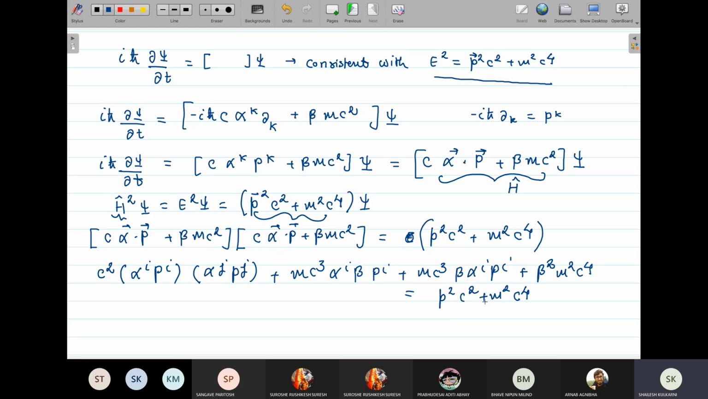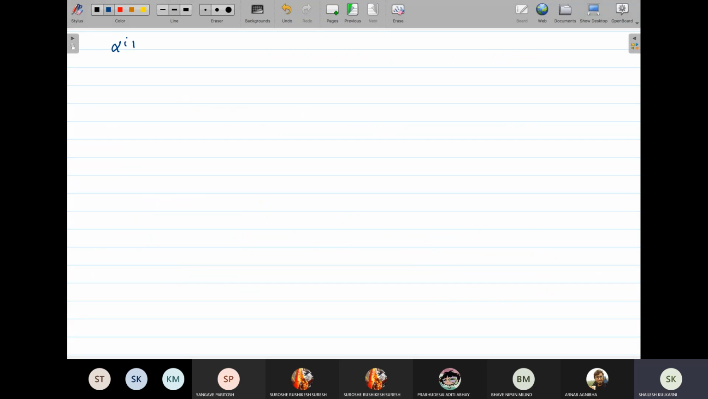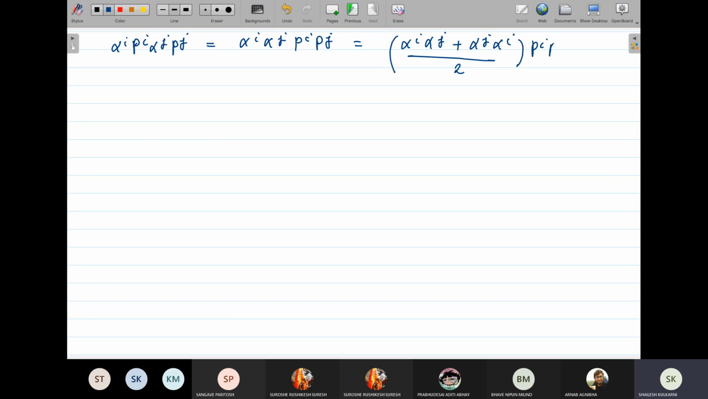Now you collect the coefficients of powers of c. What is going to happen? I can write the first term. What is my first term? Alpha i p_i alpha j p_j. Since p_i p_j is symmetric, I can write this as alpha i alpha j p_i p_j, which is further equal to alpha i alpha j plus alpha j alpha i divided by 2, times p_i p_j. This is the same as this, I have just written it in a different form, because p_i p_j is symmetric. Whether I write i here or j here, it doesn't matter. That is what I used.